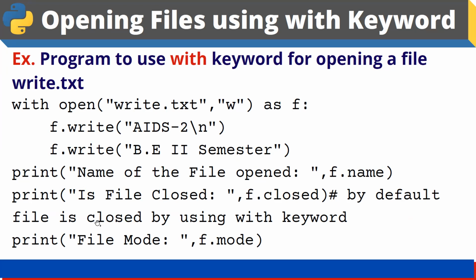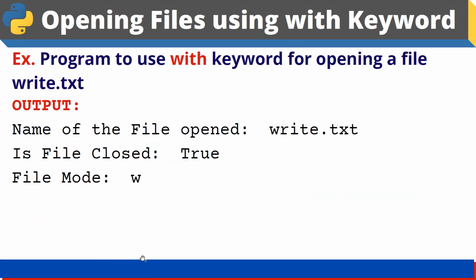By default the file is closed by using the with keyword. Now print the file mode, f.mode. So the output we will get is: name of the file opened is write.txt, is file closed True. Whenever we use the keyword with, it automatically closes the file. That's why is file closed is True, and the file mode is w.